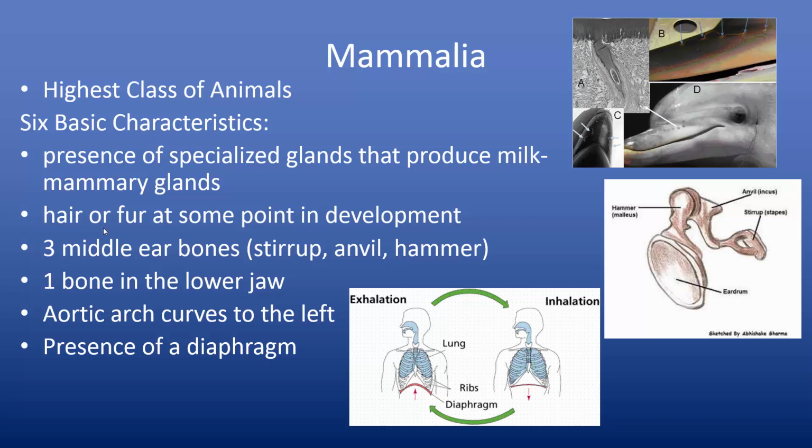So there are presence of specialized glands that produce milk called mammary glands. And I've got a picture of those in a marsupial in an upcoming slide. So I'll point those out. Next, we have hair or fur at some point in a mammal's development. Even in the dolphin, which I'll show you here, dolphin and whales, they actually do have hair follicles.